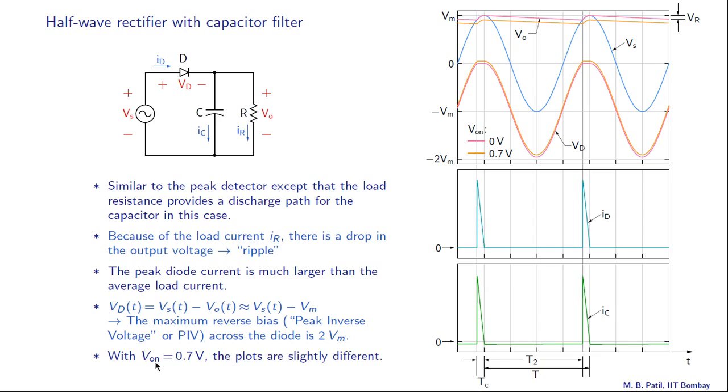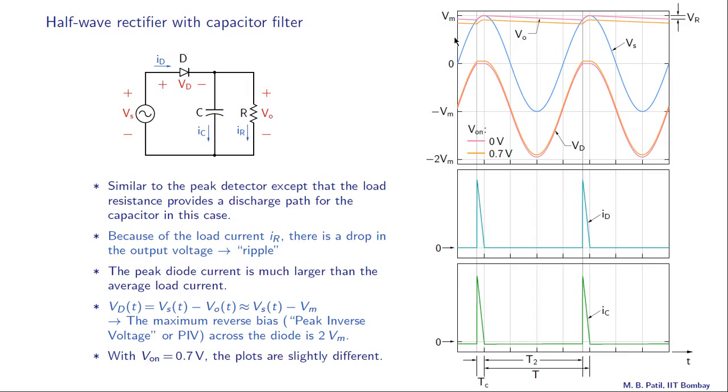Finally, let us take a look at the results when V on is not 0 but 0.7 volts, and the plots are slightly different. Here we have plotted VO, the yellow line there, and VD when V on is 0.7 volts. Now as we see, the maximum value of VO is not Vm anymore, but it is Vm minus 0.7, and that is because we have this diode voltage drop here. So this node doesn't really reach Vm, but Vm minus 0.7.